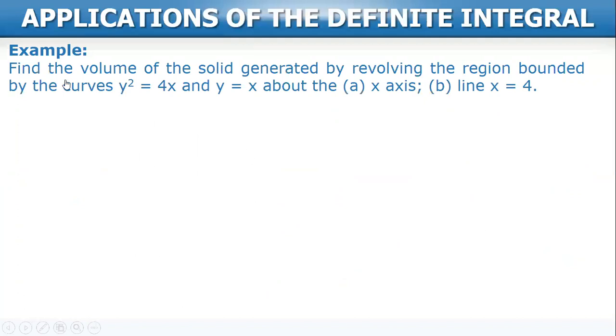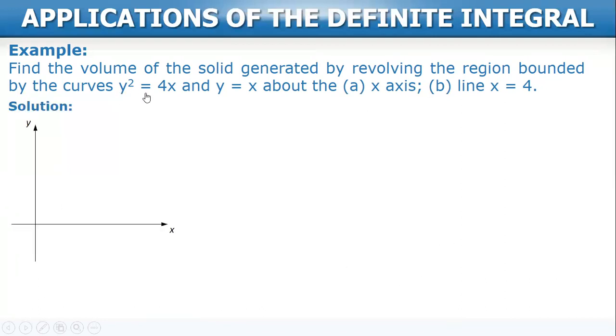Okay. Let us solve this problem. Find the volume of the solid generated by revolving the region bounded by the curves y squared equals 4x and y equals x about letter A, the x-axis, and then letter B, about the line x equals 4.